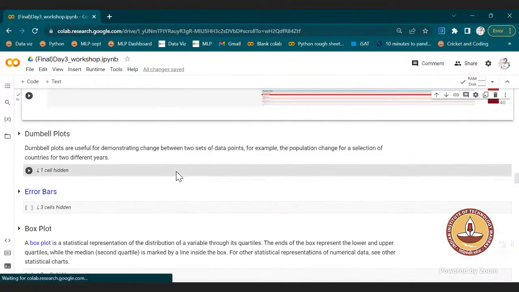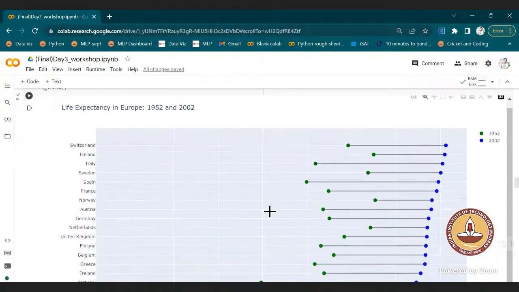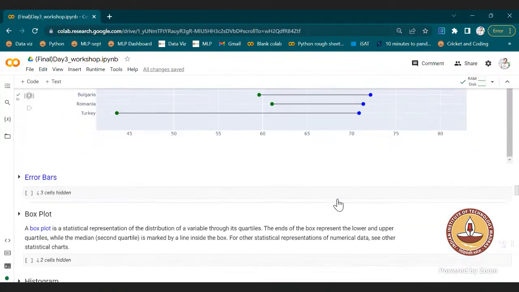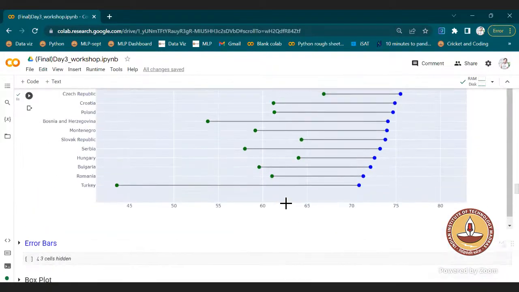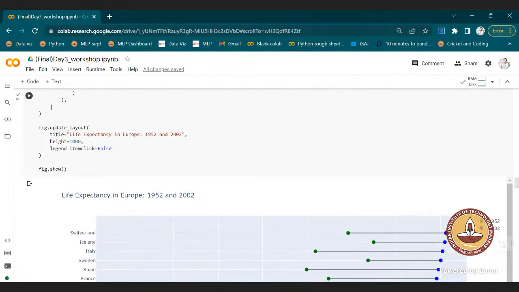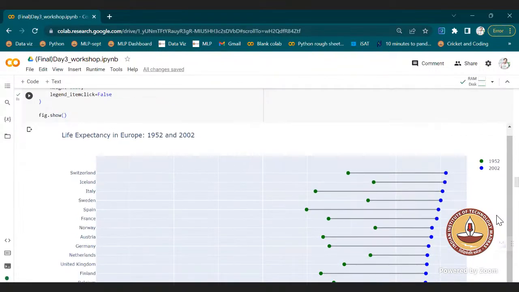Okay, dumbbell points, I think we can ignore. So you can see the shapes only. Here again, how much progress has happened from this year to that year? Over the time, what is the progress you have? Looks kind of similar to a Gantt chart. Yeah, it may look like that, but it's not exactly like that.